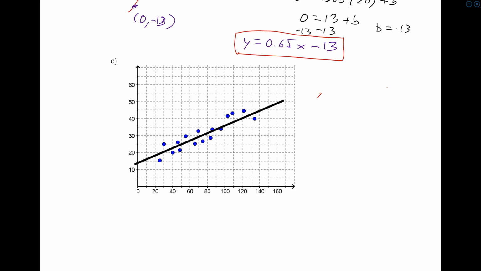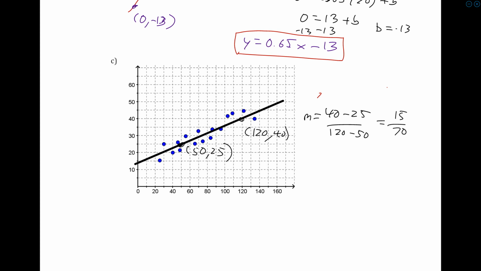Cool. Okay, so in this case, I'm looking for 2 points. Right here I have a point. That point is (120, 40). Right here I have a point. That point is (50, 25). So my slope, m equals 40 minus 25 over 120 minus 50, or 15 over 70. Great.